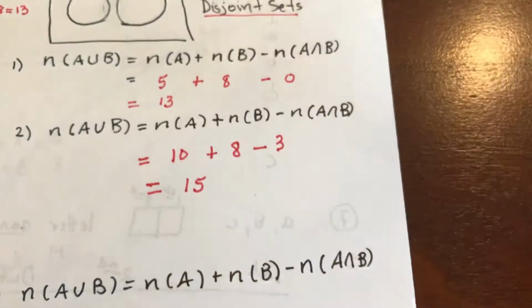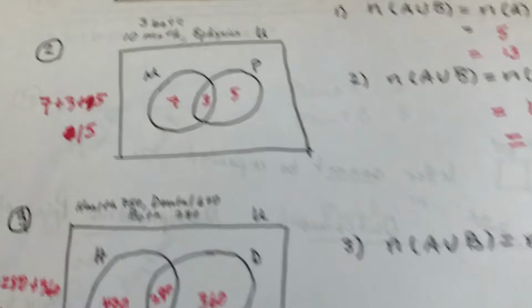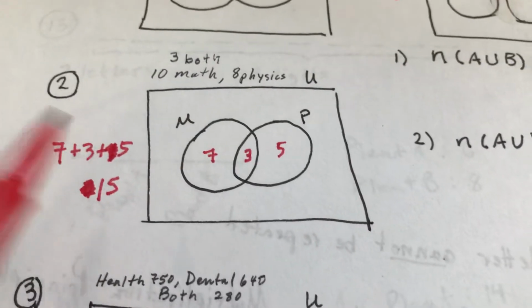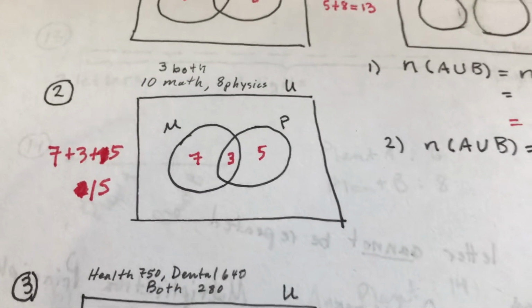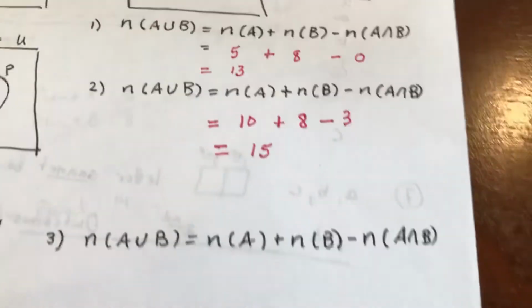So we have to subtract the 3, and notice that's what we got when we did this using the Venn diagram. All right. Now let's look at this one, the last one.